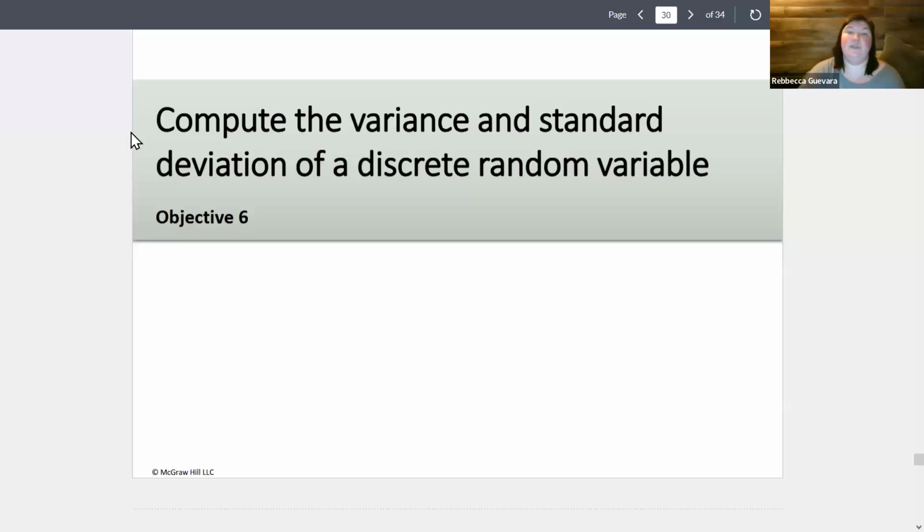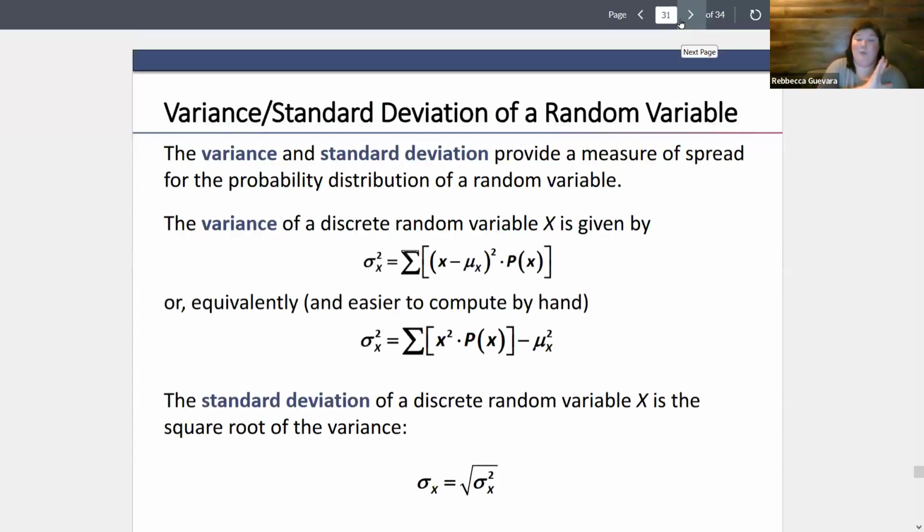All right, so if we want to do variance and standard deviation, this is not going to be too much different than things that we've done in the past as well. The variance and standard deviation provide a measure of spread for the distribution of a random variable. The variance of a discrete random variable is, once we find the mean, each discrete value minus the mean, squared, times its probability, and then we do a summation.